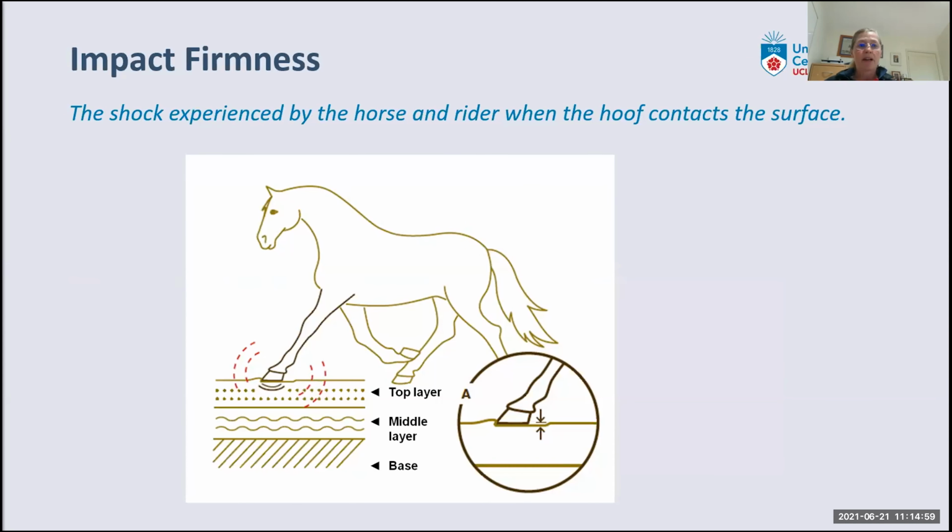So if we take impact firmness, we define that as the shock experienced by the horse and rider when the hoof contacts the surface. And it can go from hard to soft. And as I said, it relates to a low mass, high deceleration type of event.